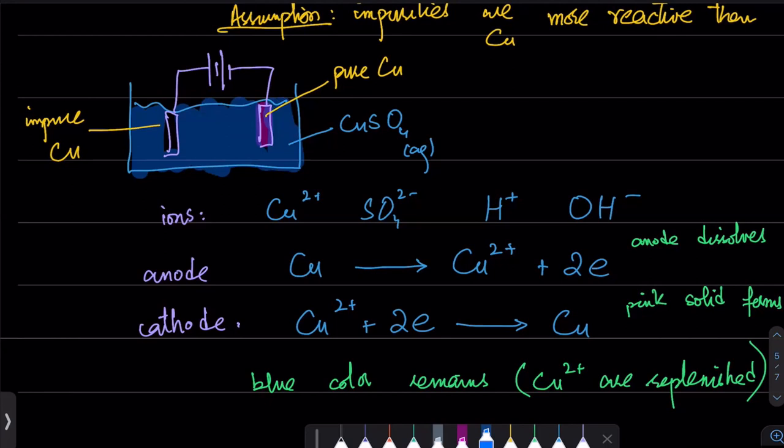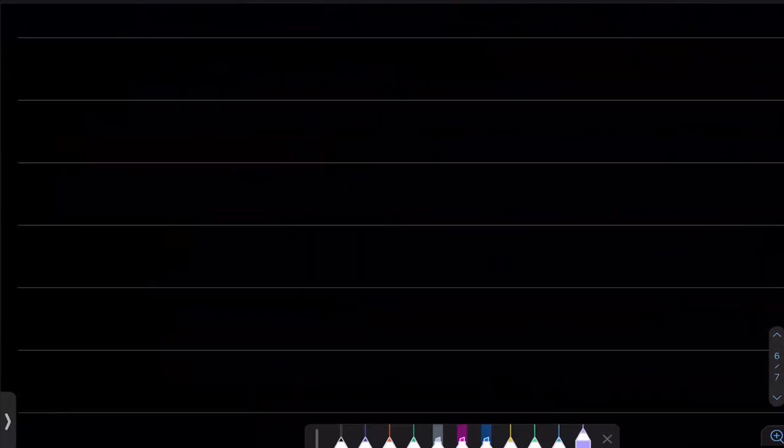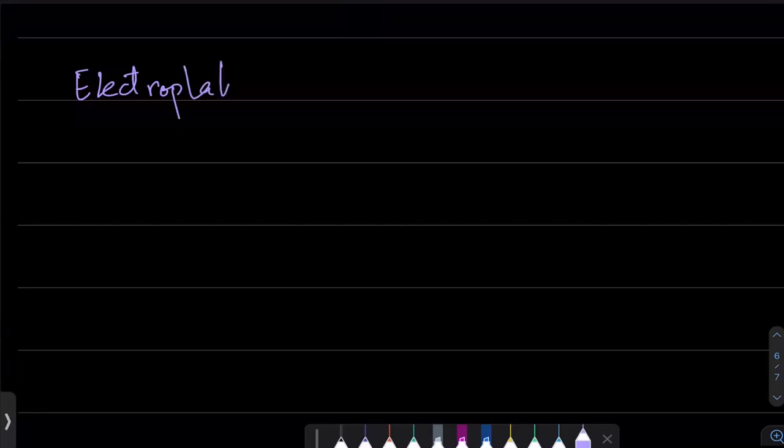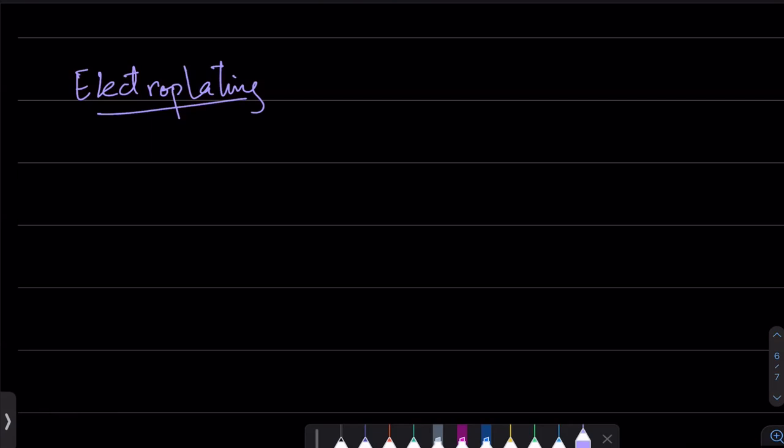Okay, so that's another application of this, and this is interesting because agar hum copper ki layer yahan pe kar sakte hain, to gold ki bhi kar sakte hain, silver ki bhi kar sakte hain, and that is called electroplating. Same idea, same method, we just have to change the metal.